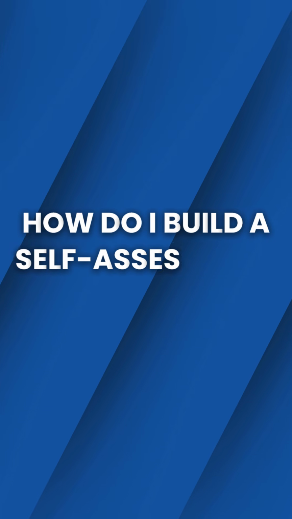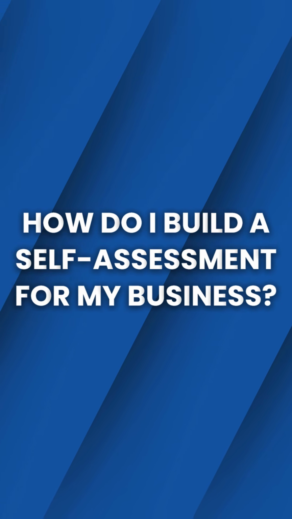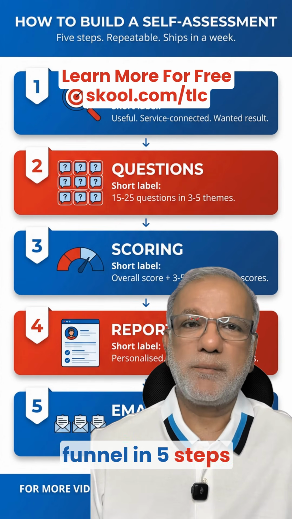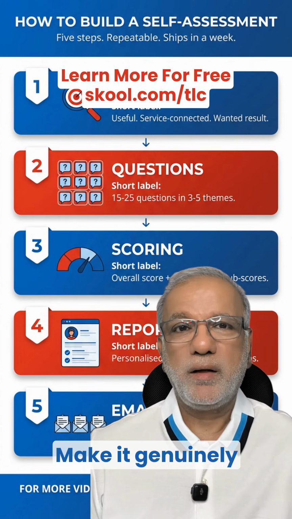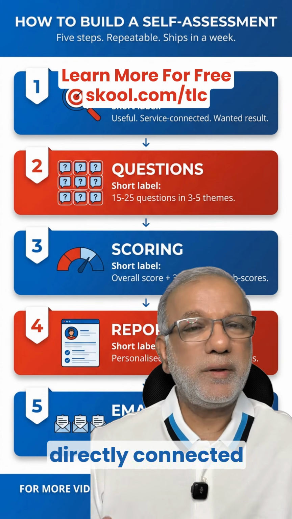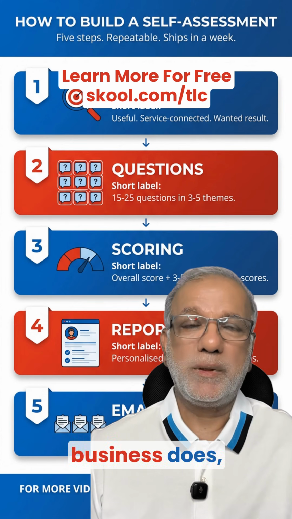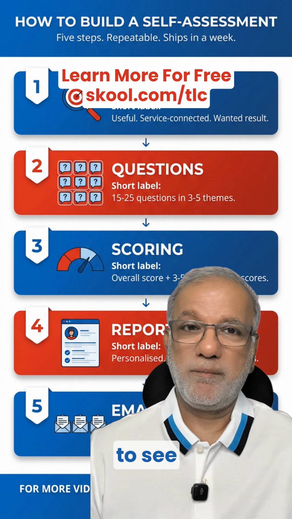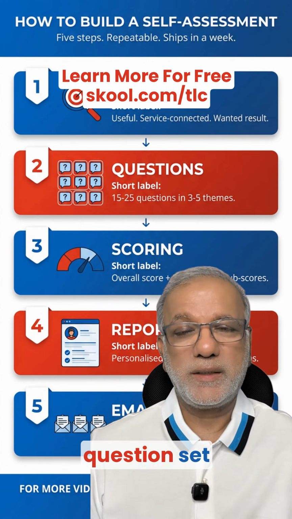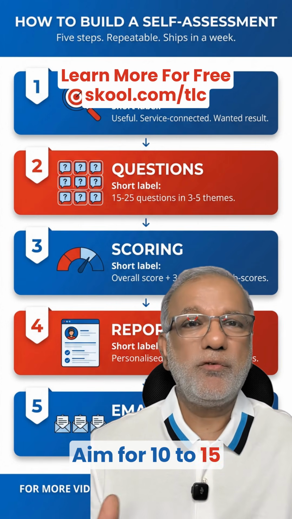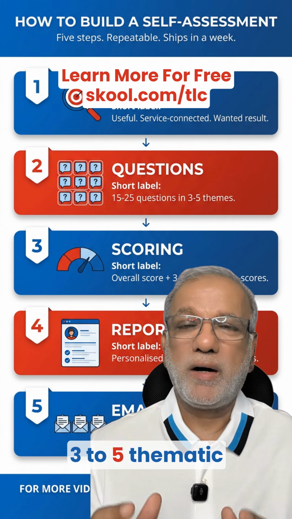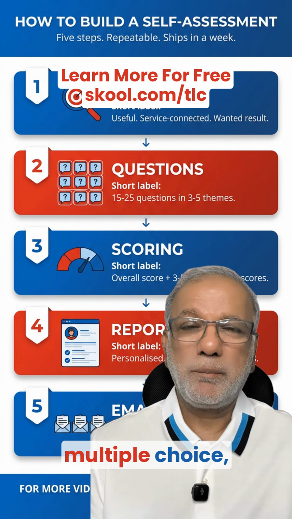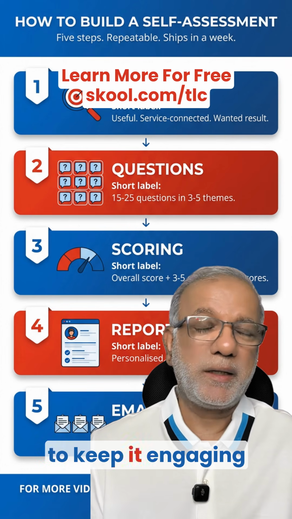How do I build a self-assessment for my business? Here's the playbook to build your self-assessment funnel in 5 steps. First step is picking a topic. Make it genuinely useful, directly connected to what your business does, and producing a result the buyer actually wants to see. The second is designing the question set. Aim for 10 to 15 questions across 3 to 5 thematic sections. Mix it up with yes, no, multiple choice, and slider questions to keep it engaging.